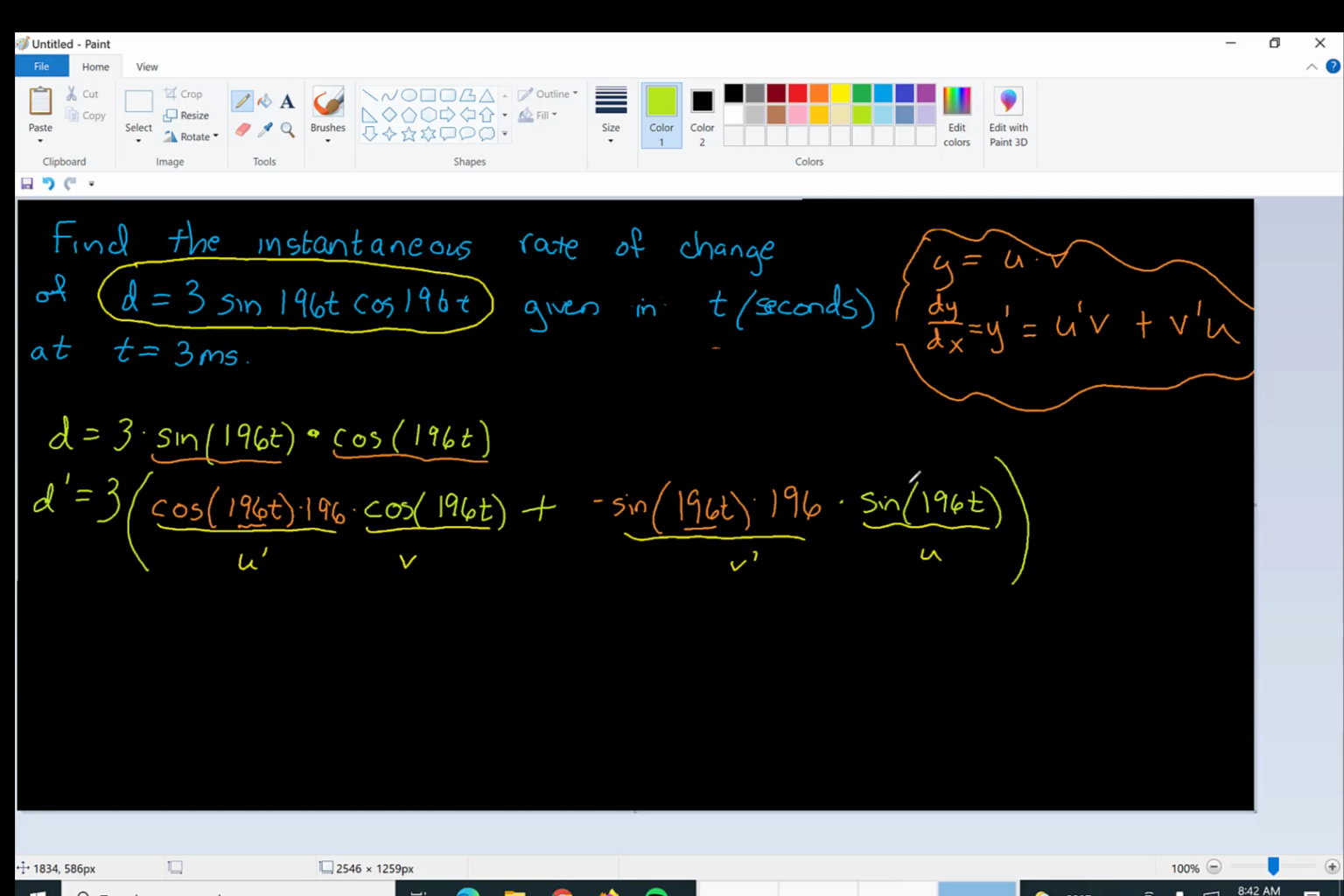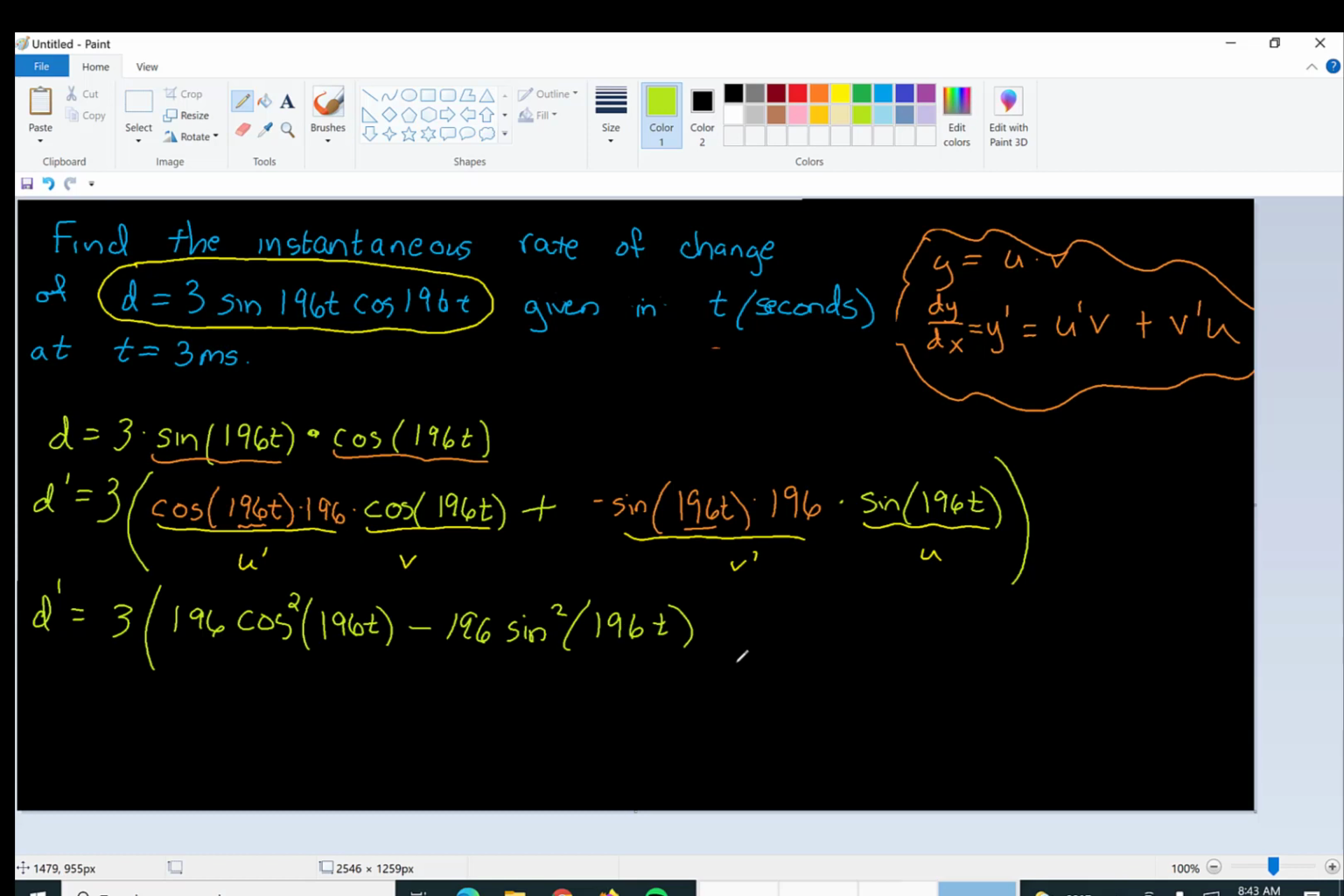All right, so let's clean this up. D prime equals 3 times this first term. I've got cosine 196t, I've got another cosine 196t, so it gives me cosine squared, and the 196 is sitting out in front. It's just a constant there, 196 cosine squared 196t. Second term, I've got a negative 196 out in front, sine squared 196t. Okay, so we have finished the derivative.